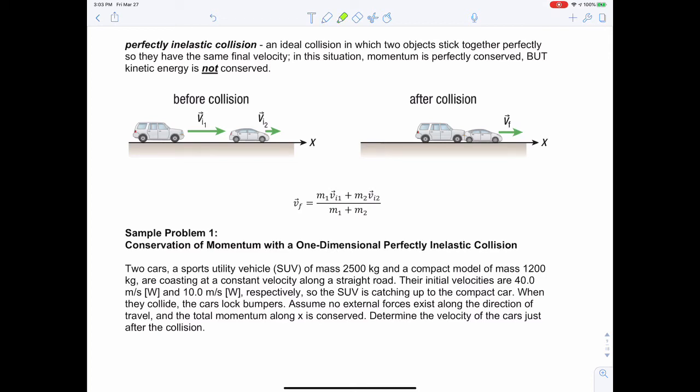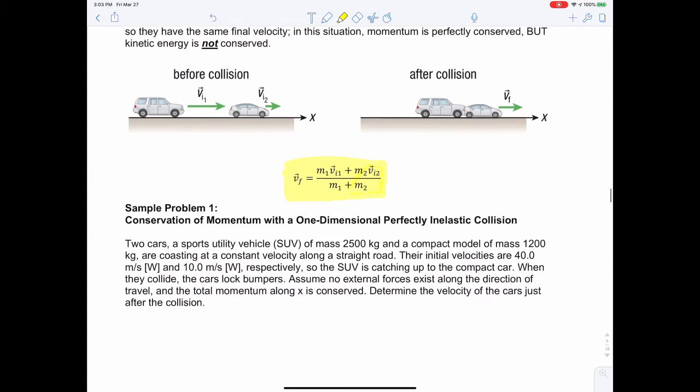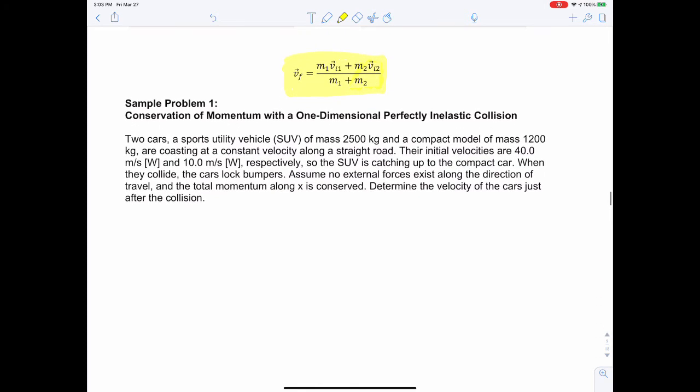So let's try sample problem number 1, using this simplified equation for perfectly inelastic collisions. And remember, this happens because the two objects share the same final velocity.